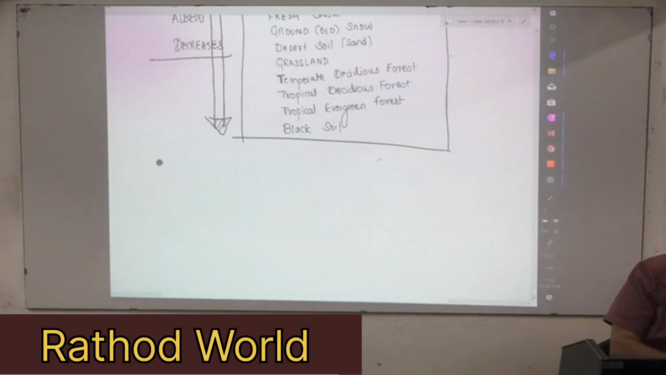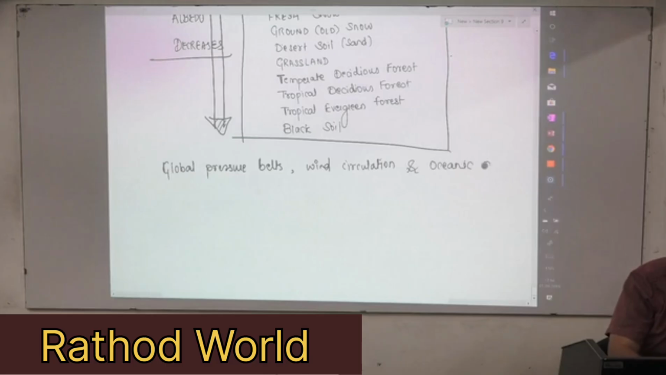Albedo has an important bearing on global pressure belts, wind circulation and oceanic gyre, मतलब ocean currents and the oceanic gyre.